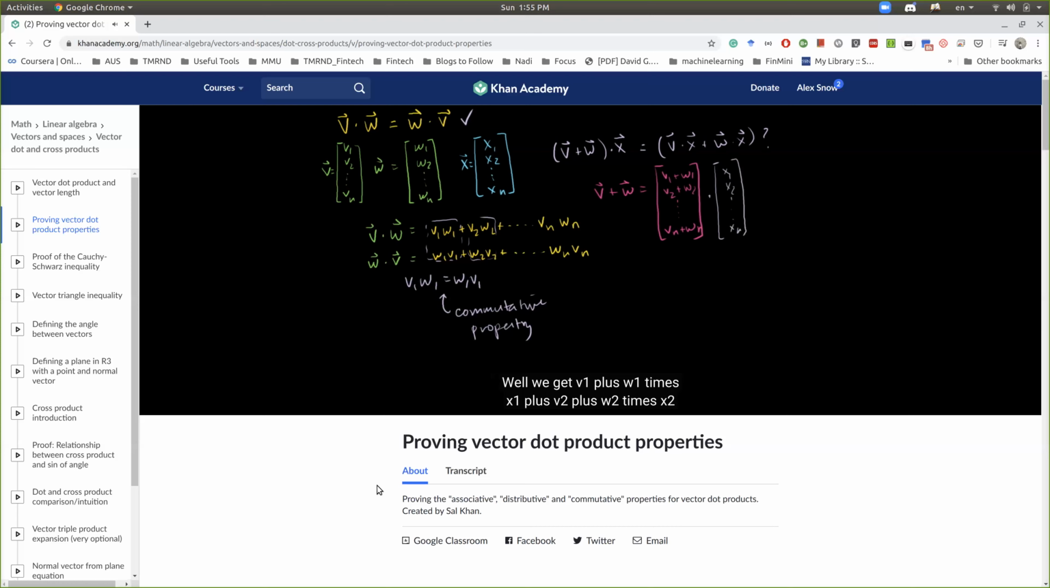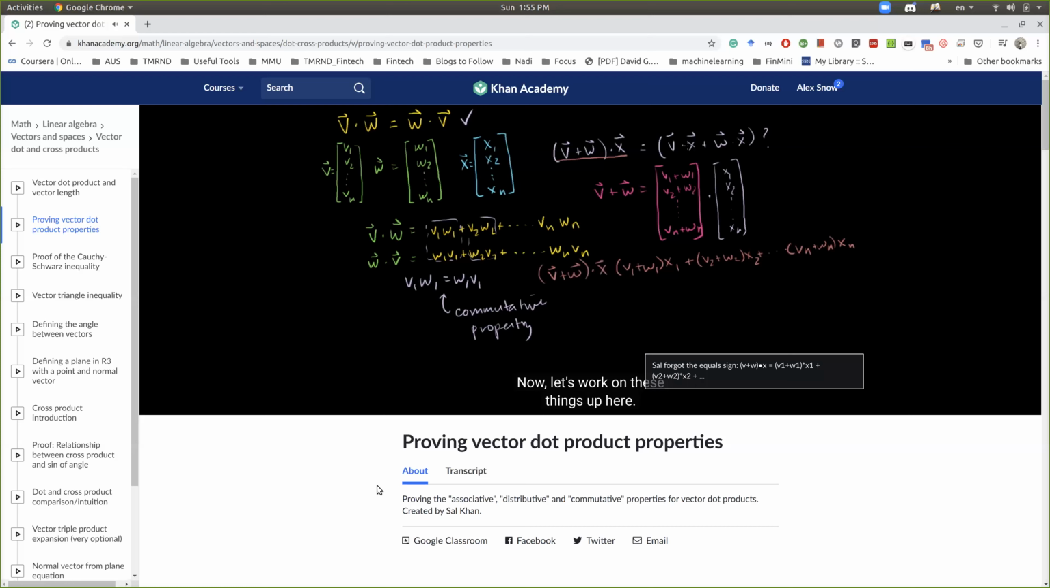Well, we get v1 plus w1 times x1 plus v2 plus w2 times x2 plus all the way to vn plus wn times xn. Right? I just took the dot product of these two. I just multiplied corresponding components and then added them all up. That was the dot product. This is v plus w dot x. Let me write that down.